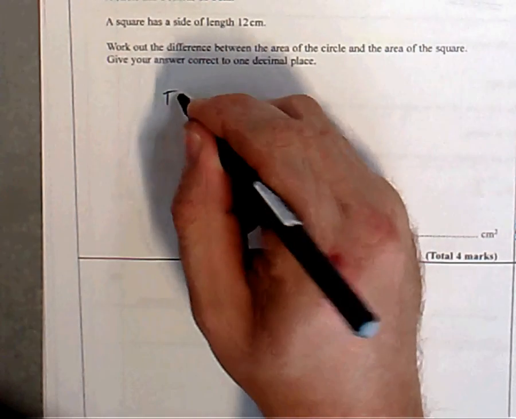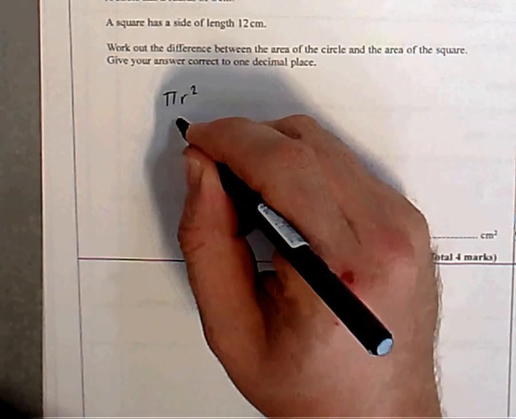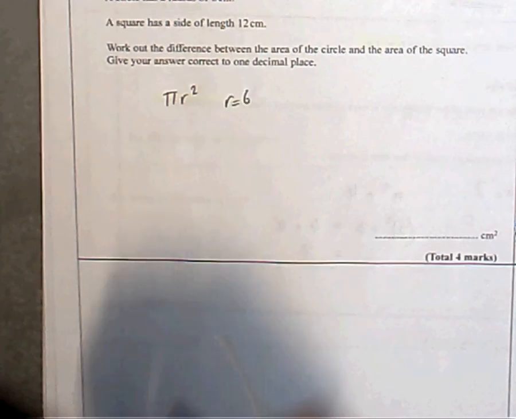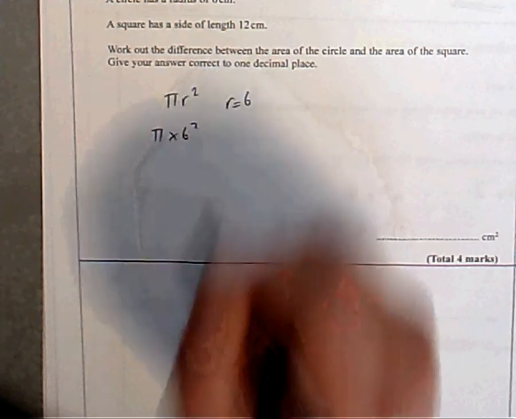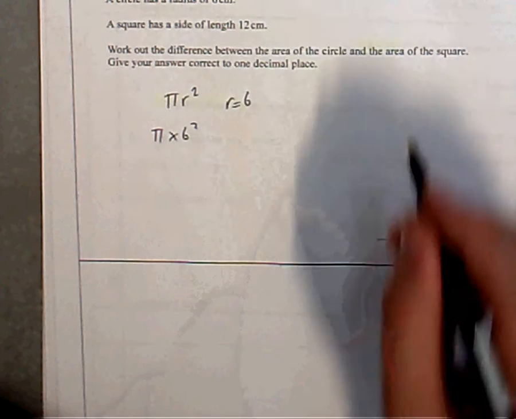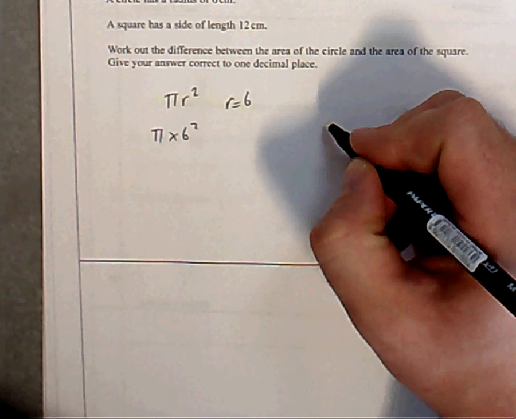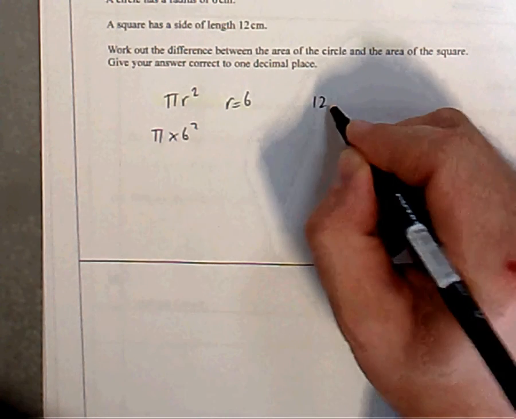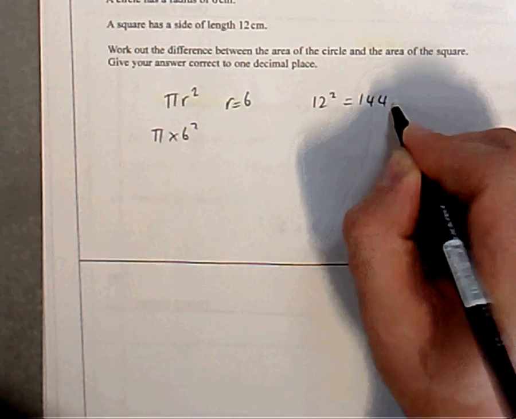Pi r squared is the area of a circle, and I know the radius is 6 on the diagram. So in my calculator I'm just going to do pi times 6 squared. The area of a square, because the sides are the same size, I can just do 12 squared, which I already know is 144. If you're not sure, use your calculator.